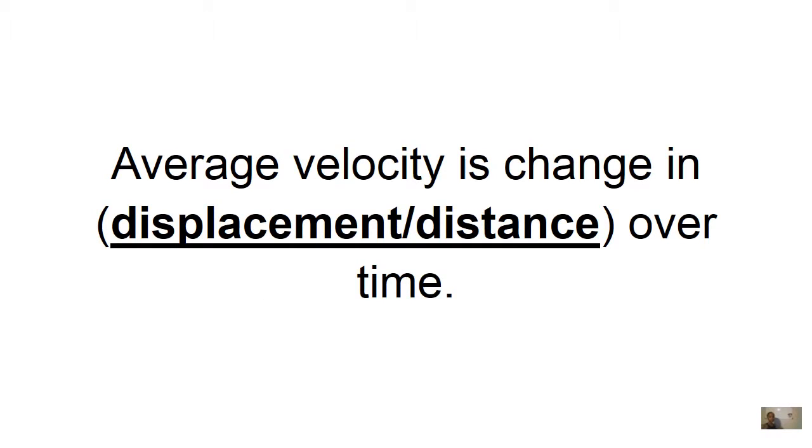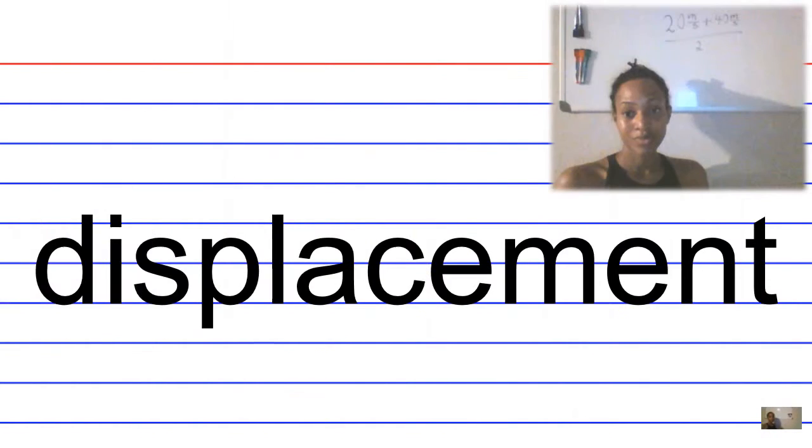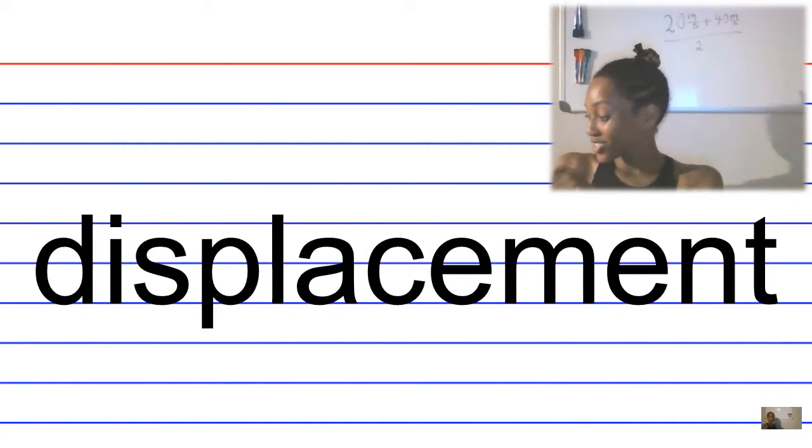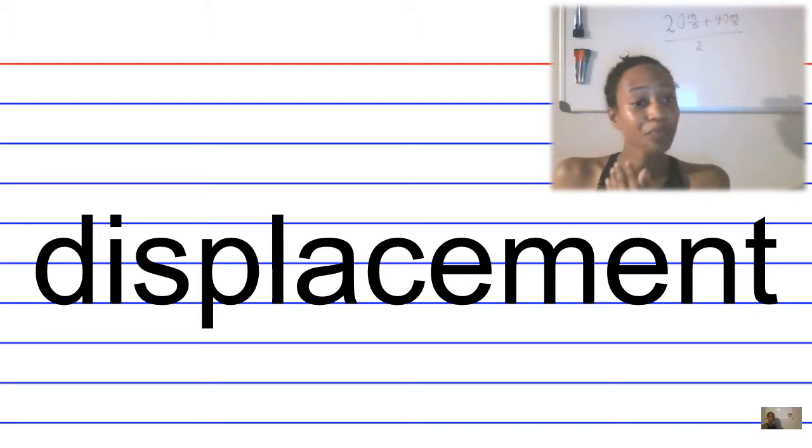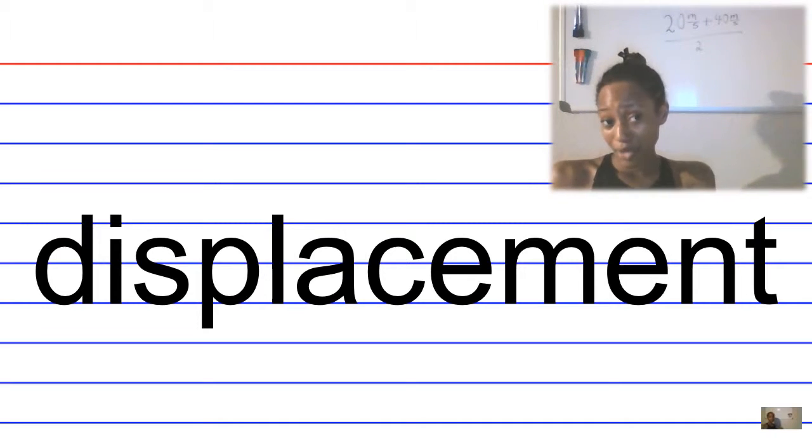Average velocity is change in displacement or distance over time. So which is the correct answer choice? It's the change in displacement over time.